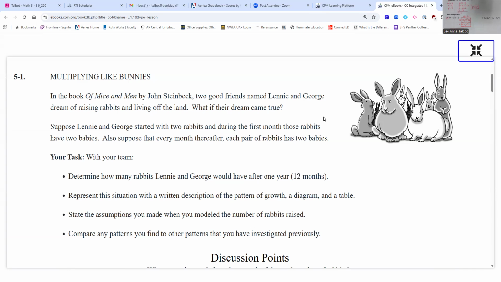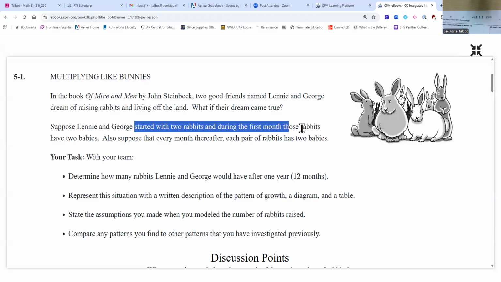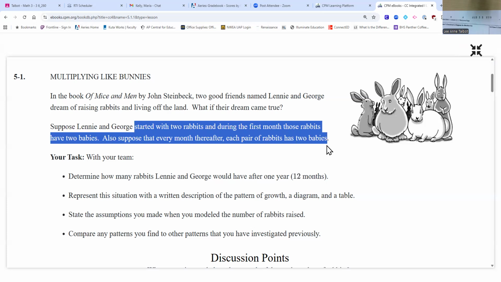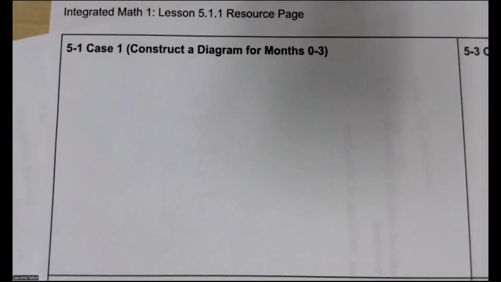Find that first one that says, Case 1, construct a diagram, months 0 through 3. So this says they start with two rabbits. And during the first month, those rabbits have two babies. Also suppose that every month thereafter, each pair of rabbits has two babies. So that's the information that we need to be able to make our model here.